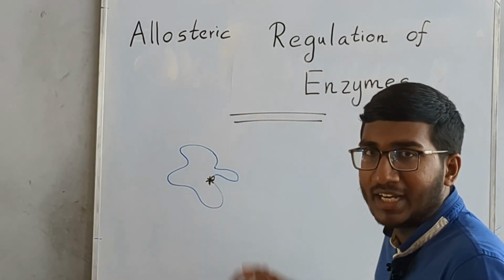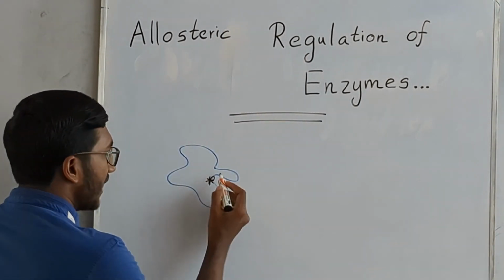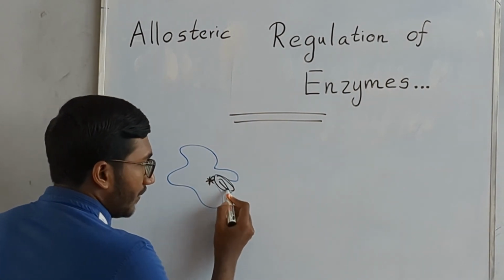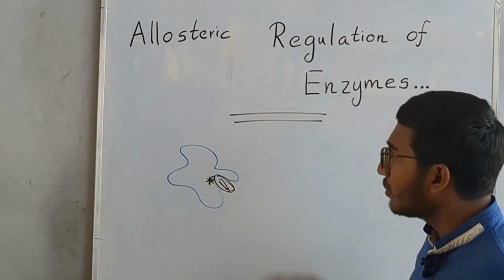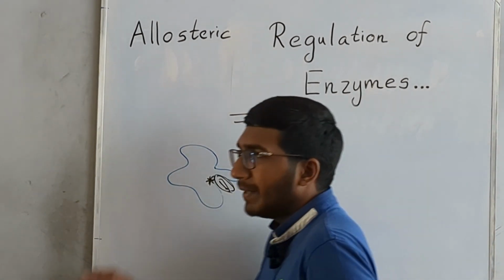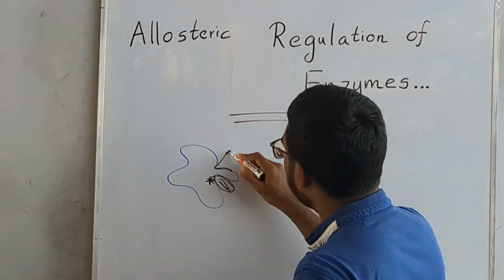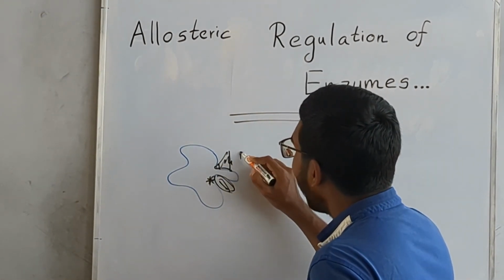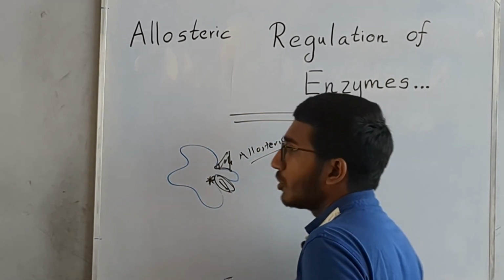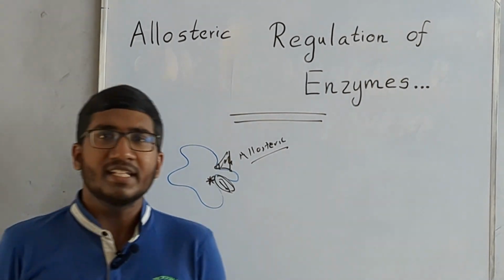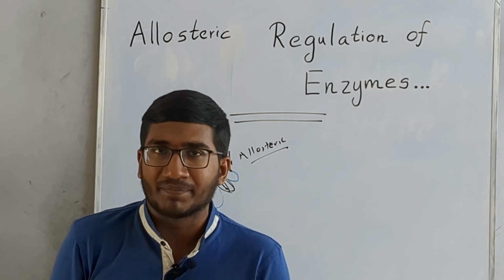This is the active site, and if the regulatory molecule binds to the active site, this is a regulatory molecule. If the regulatory molecule binds to the active site, we call it a competitive regulation. If the regulatory molecule binds to any other site other than the active site, then that is an allosteric mechanism. So, simply, allosteric regulation is regulation occurring through any other site other than the active site.